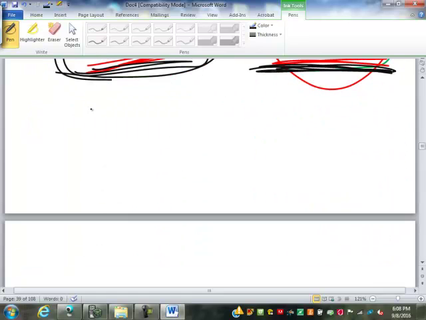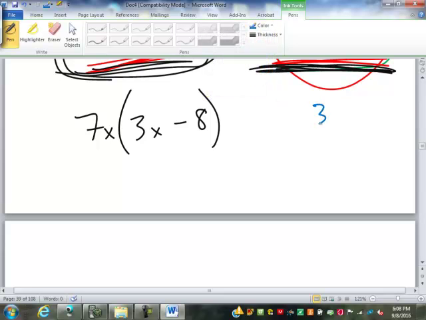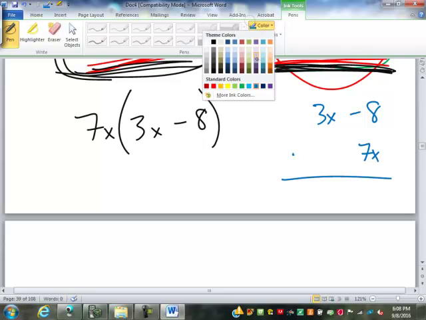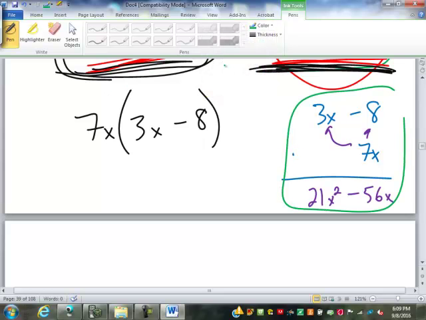But we can have something like this now. 7x times 3x minus 8. So now remember, we could do 3x minus 8 multiplied by 7x. 7x times negative 8 is a negative 56x. And 7x times 3x is 21x squared. I know I went a little faster. I'm going to slow it down and do the distributing over here. I'll get the same answer, but we're going to do the shortcut now.